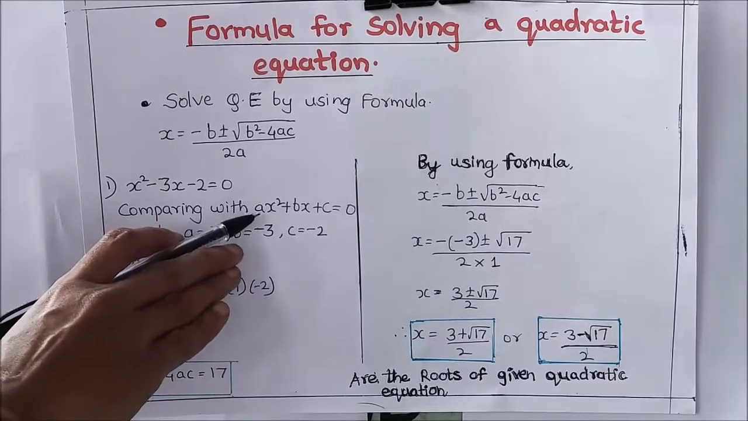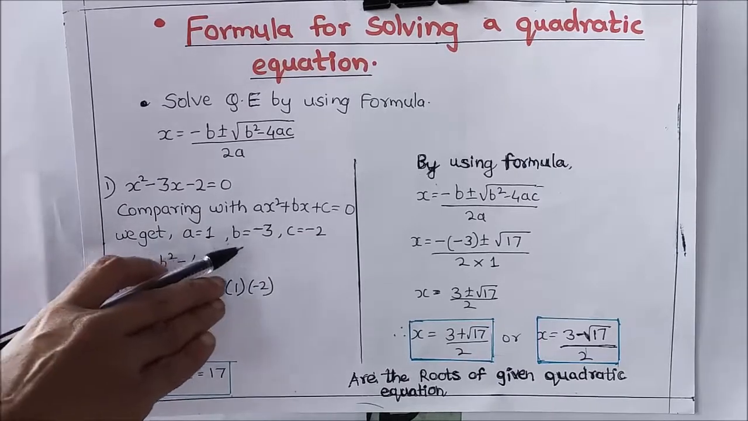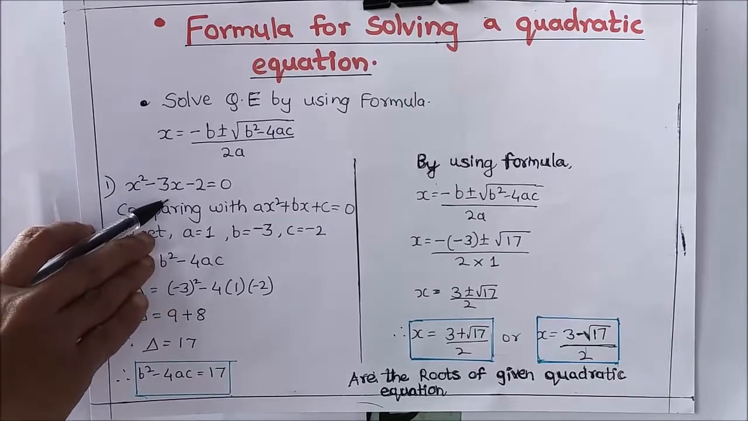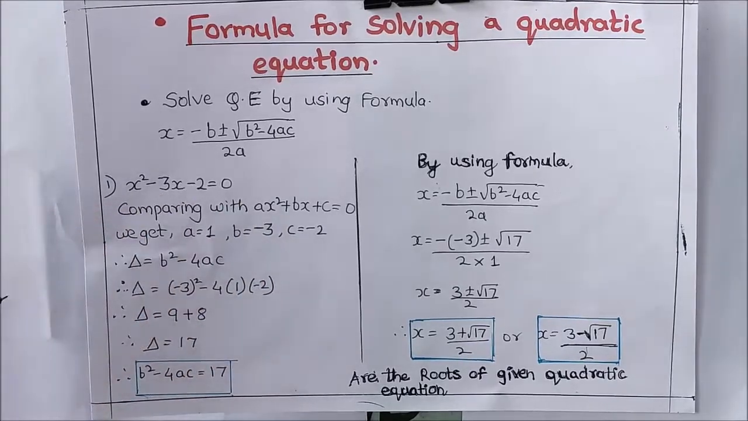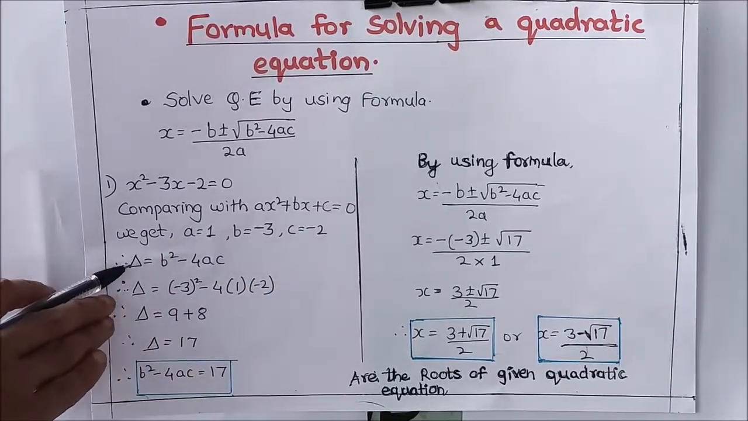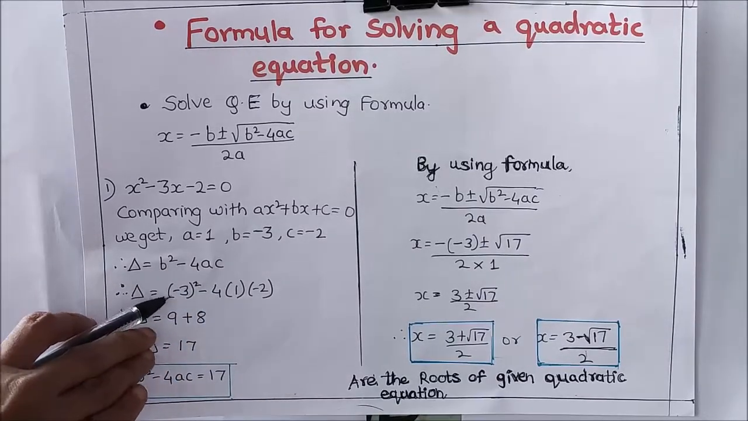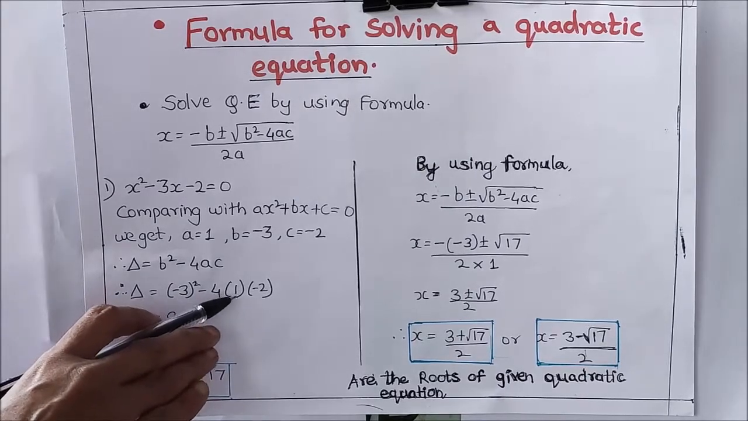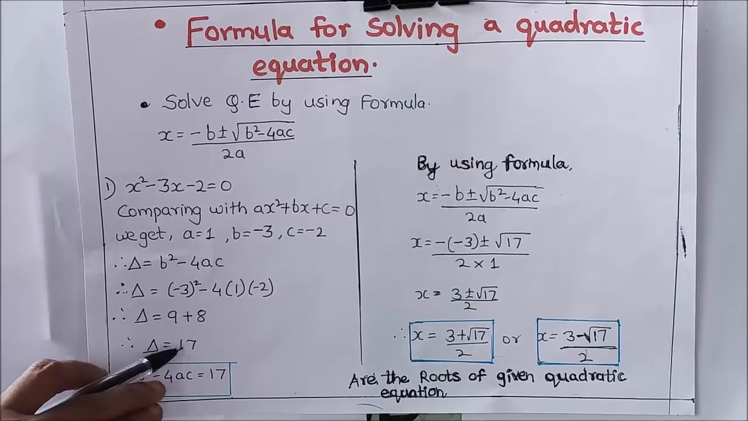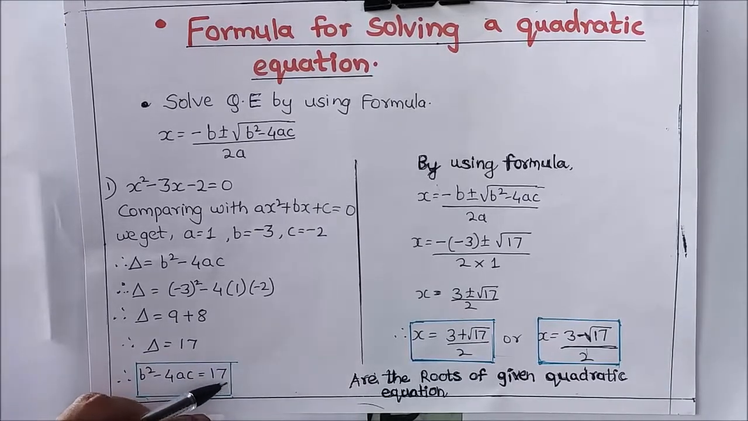We'll compare it with general form, ax square plus bx plus c equals 0, and we will find the value of a, b, c. Here a equals 1, b equals minus 3 and c equals minus 2. Now we have found the value of a, b, c. We will find delta. Delta equals b square minus 4ac. Delta equals minus 3 square minus 4 into 1 into minus 2. Therefore, we found the value of delta as 9 plus 8, that is equal to 17. We found here b square minus 4ac equals 17.